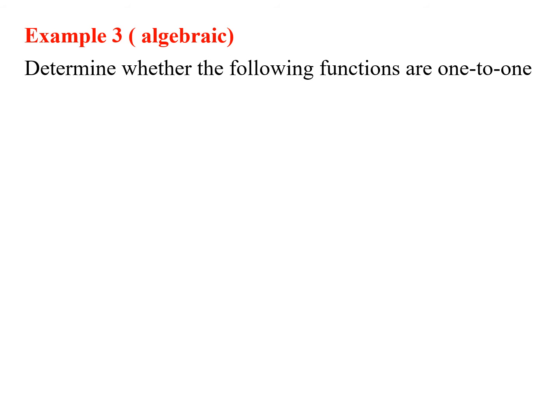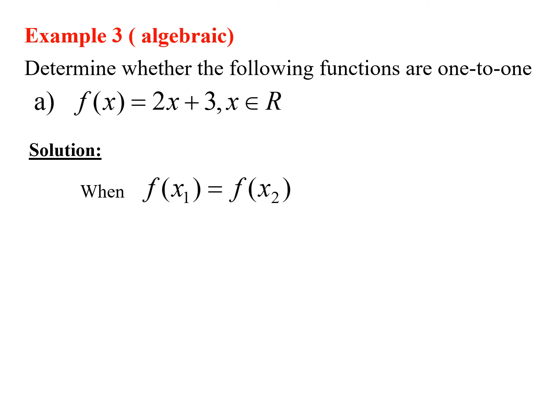Now let's look at example 3. By using the algebraic method, determine whether f is one-to-one function. We have question A, f(x) equals 2x plus 3. To use algebraic method, we start with f(x1) equals f(x2). For f(x1), we substitute x1 into x in f(x), and for f(x2), we substitute x2 into x in f(x). So then it will give 2x1 plus 3 equals 2x2 plus 3.